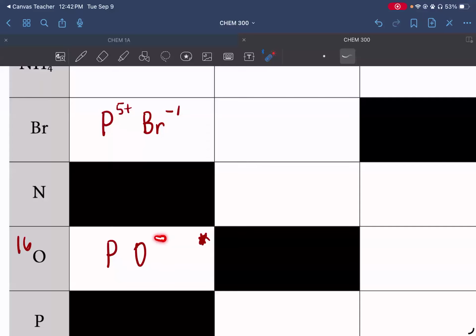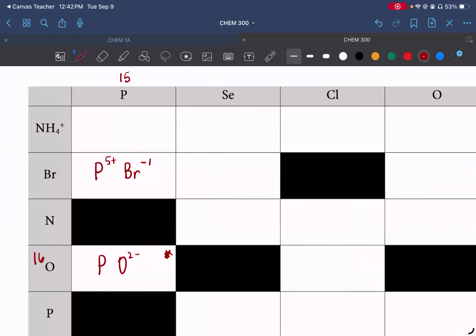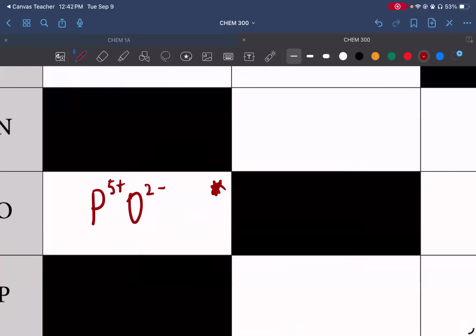Oxygen being an anion makes sense. It's in group 16. We regularly expect it to be 2-. That's fine. But for the same reason encountered before, phosphorus is 15. It will lose 5 electrons to look like neon. As a result, when we crisscross, we bring that 2 down, that 5. The overall answer is P2O5.